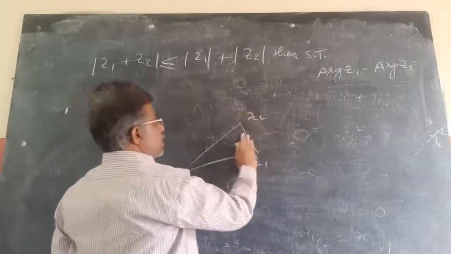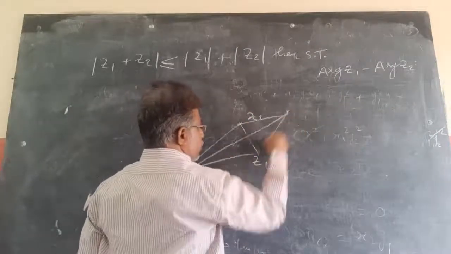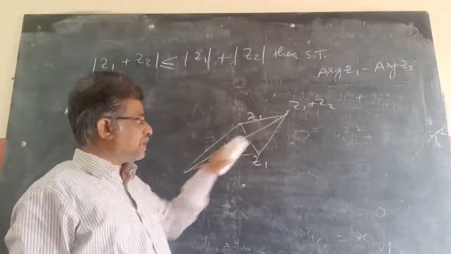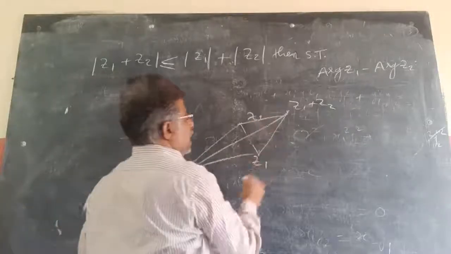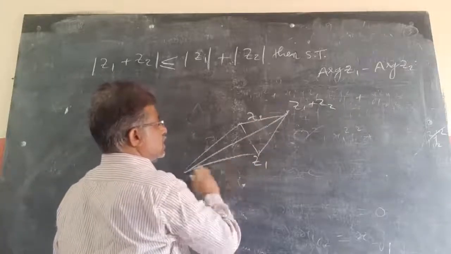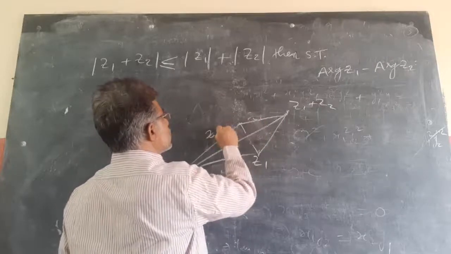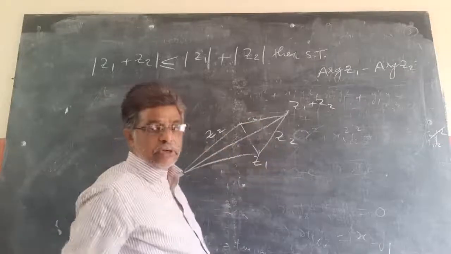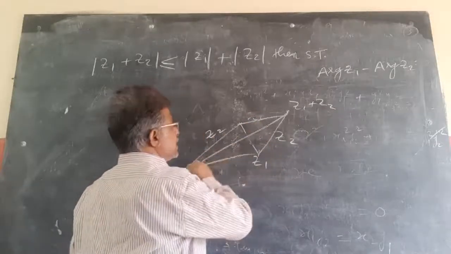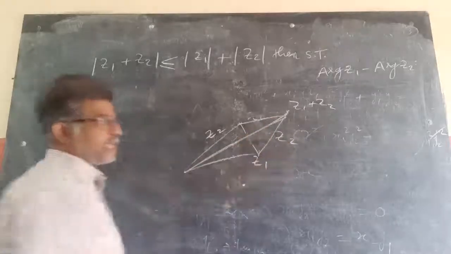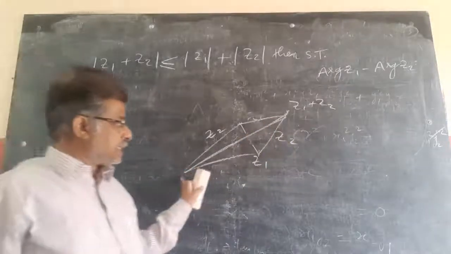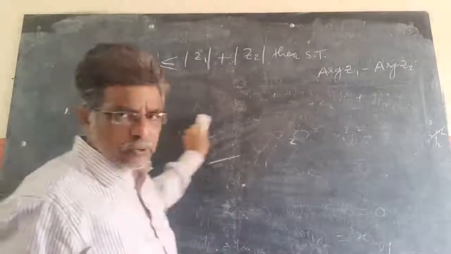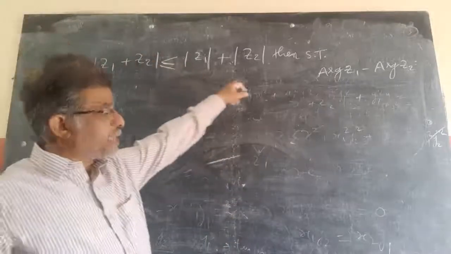So this is z1, z2. The sum of these two will be this here. If you complete a parallelogram, this is z1 plus z2. In this triangle, this is z1 and this is z2. Sum of two sides must be greater than or equal to the third side. This side is mod z1, this side is mod z2, greater than or equal to the third side, modulus of z1 plus z2. So modulus of z1 plus z2 is less than or equal to mod z1 plus mod z2.